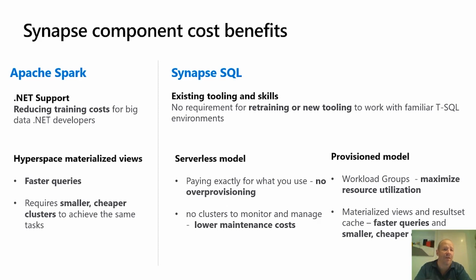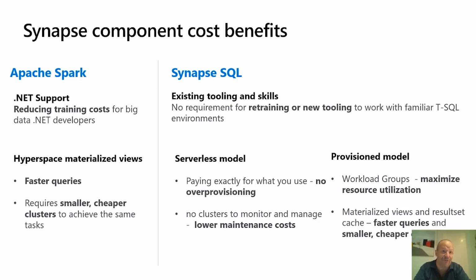So now let's take a look at some of the cost benefits that Synapse gives you compared to having a bits and pieces approach to the modern data warehouse architecture. Let me first start with some of the component cost benefits that are specific to the components as we have them in Synapse. On the Apache Spark side, I already mentioned that we have .NET support, which should give you a lot of reduced training costs for your big data developers. You don't have to retrain your developers to learn Scala or Python.